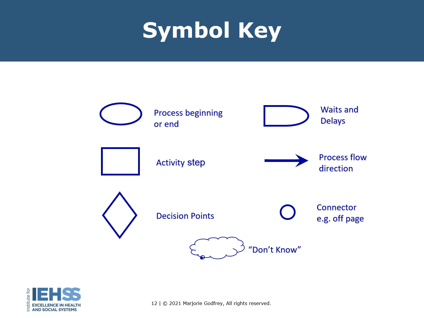Arrows are the directional flow of the process. A circle indicates that steps continue on another page or on another part of a larger flowchart. And a cloud represents don't know. What happens at this step is unknown or not understood.